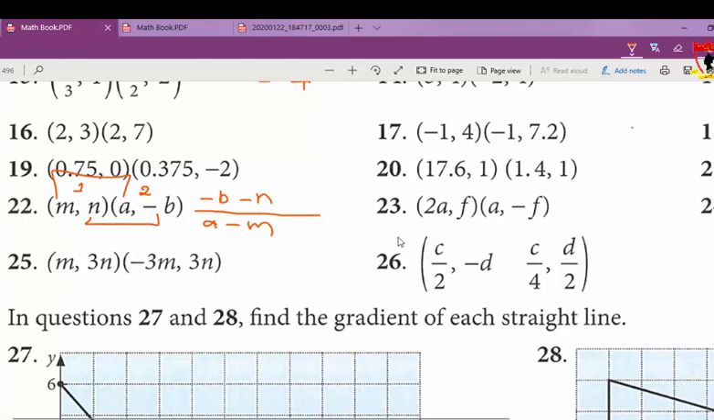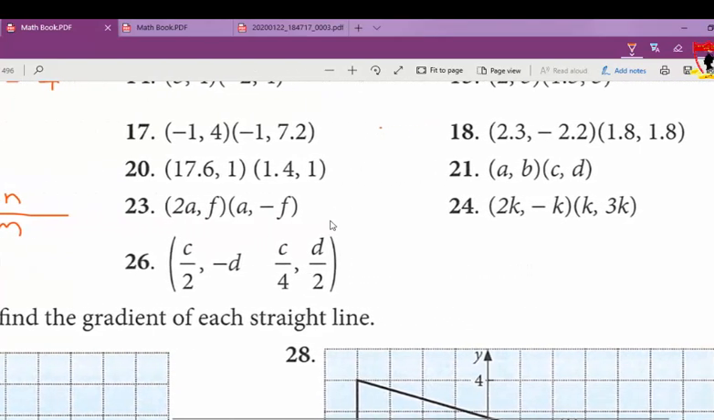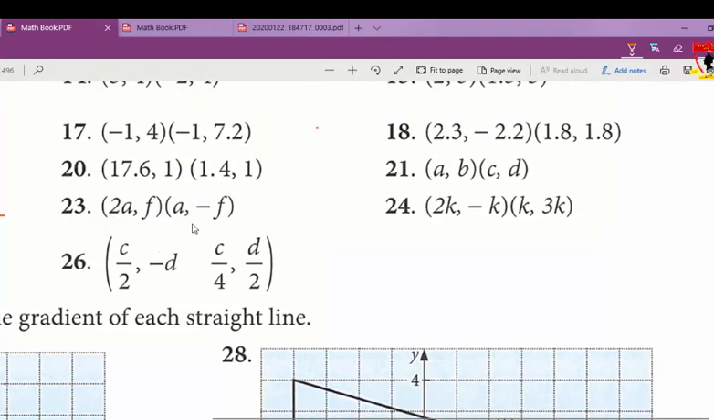Done. Question 23, it's again letters, but this time we have 2a here, a here. It doesn't affect the answer much. So let's say these are x2 and y2. These are x1 and y1.